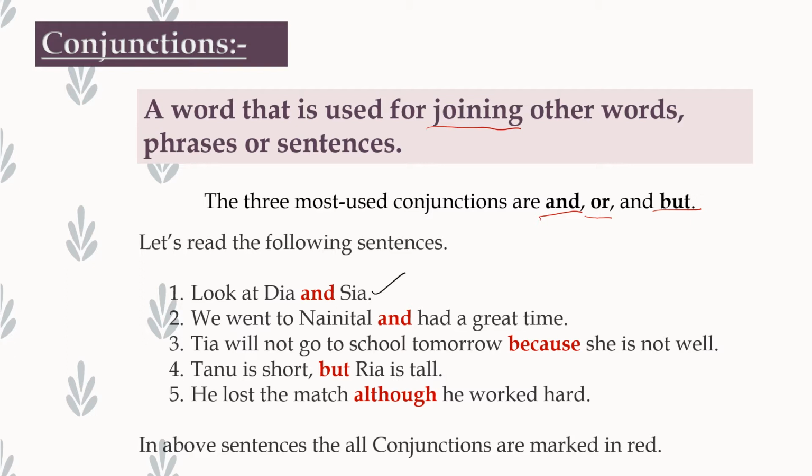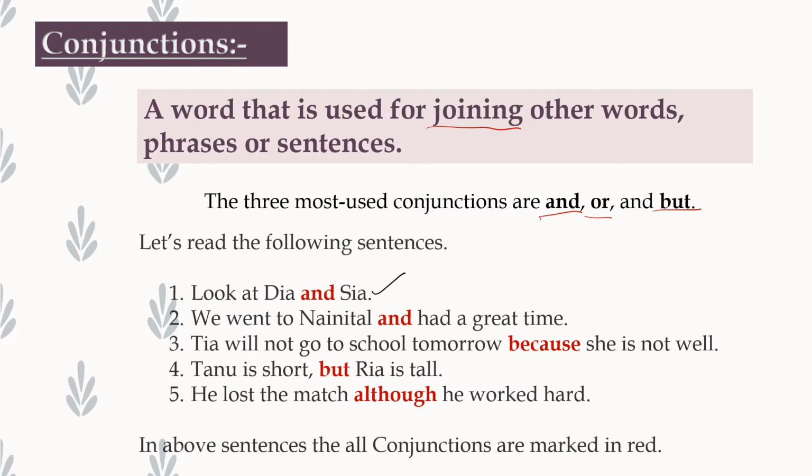After joining these two names, we are able to identify the meaning of the sentence, which is we have to look at Dia and we have to look at Sia. Instead of saying it in two sentences, look at Dia and look at Sia, we have combined it into one sentence, and we have joined these two names with the word and. That is why and is a conjunction. Conjunctions are the words that join two or more words or phrases or sentences.